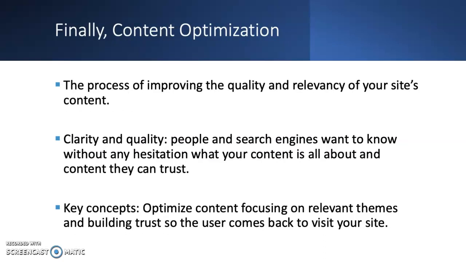And content optimization. This is the process of improving the quality and relevancy of your site's content. Clarity and quality: people and search engines want to know without any hesitation what your content is all about, and content they can trust. An example of this is that you want to be as relevant to your site as possible when you're putting in content.